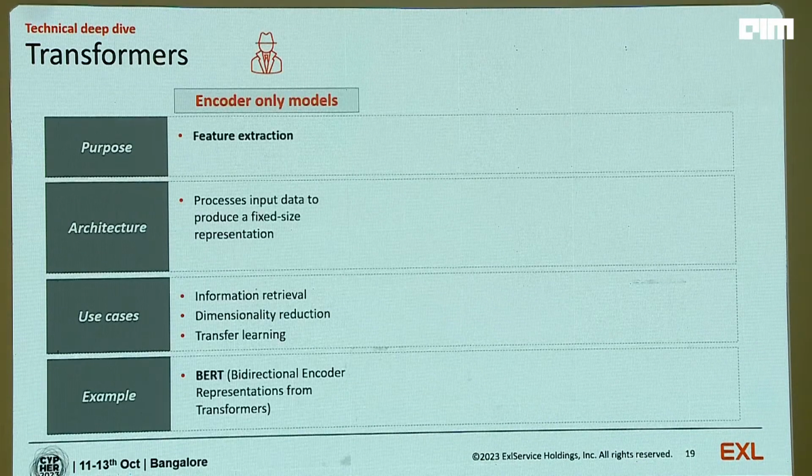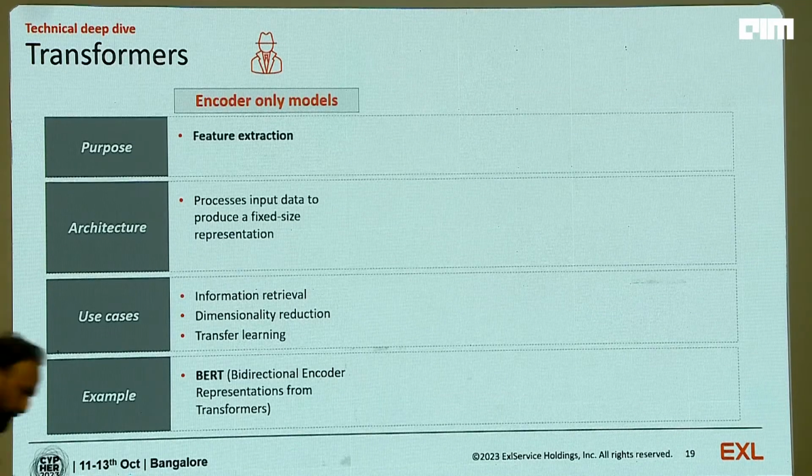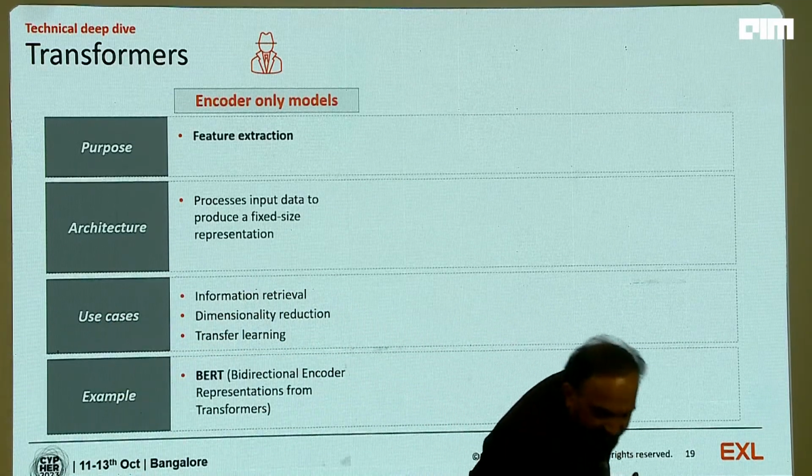So let's look at encoder-only models. These models are relatively simpler, but they include only one component, which is the encoder. What it does is process the inputs into a latent representation of data, which is of higher dimension.